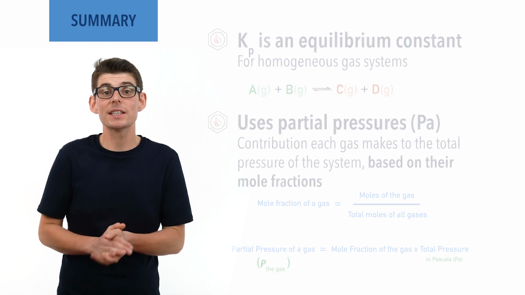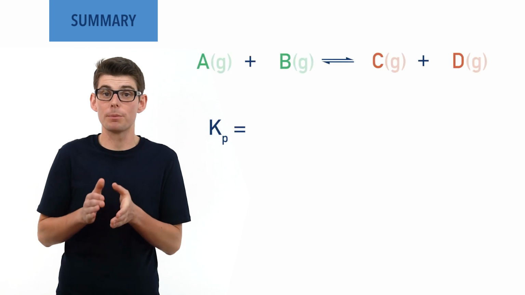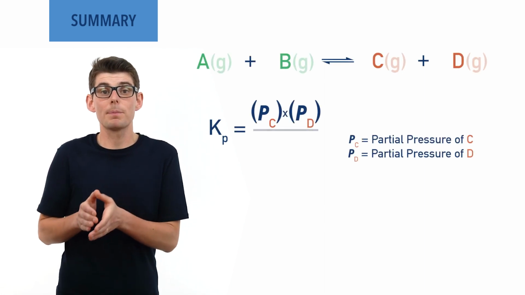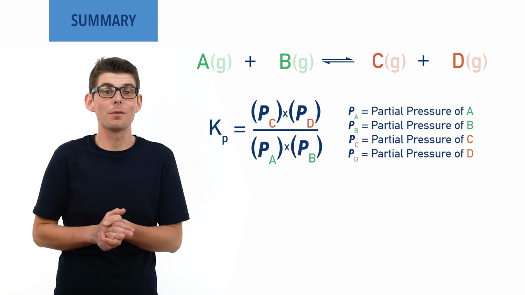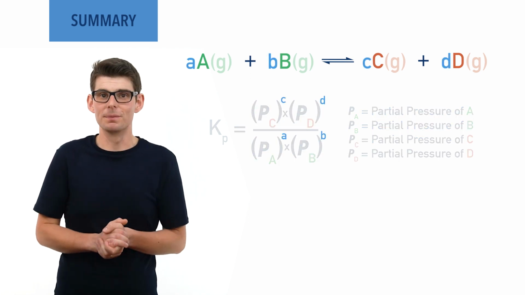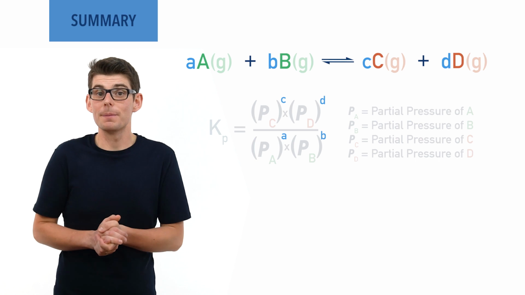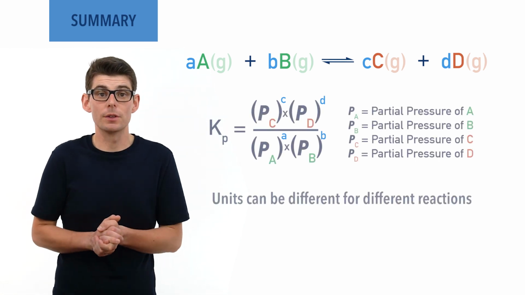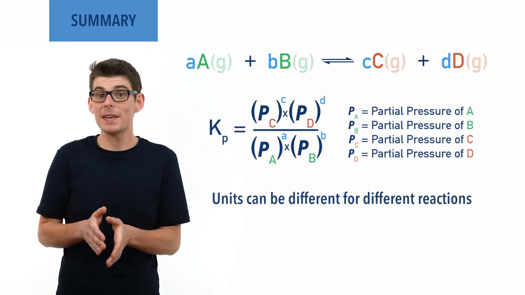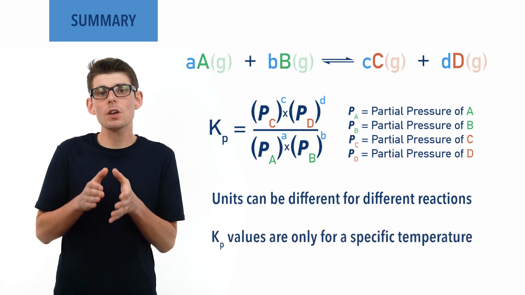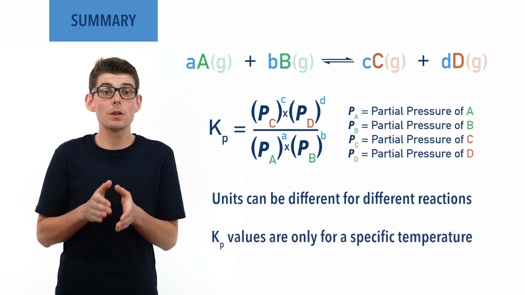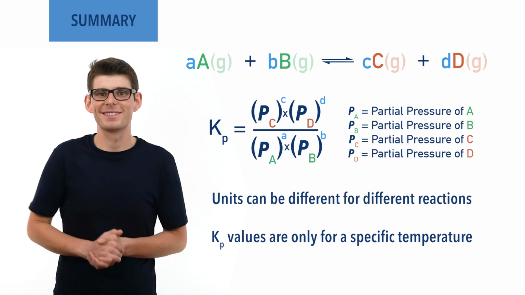Kp is calculated by taking the partial pressures of products divided by the partial pressures of reactants, raised to the powers of their molar ratios in the reaction equation. Units of Kp can be different for different reactions. Values of Kp are specific to a particular temperature. If the temperature of a system changes, the value for Kp will change as well.